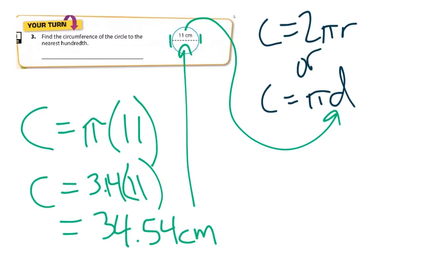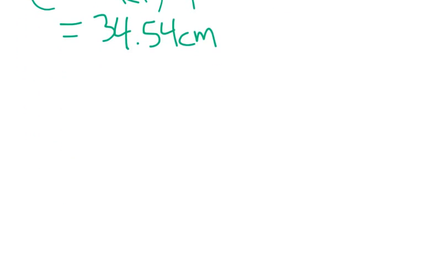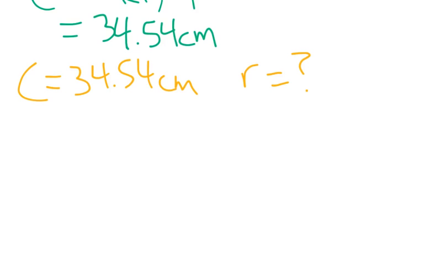All right. Now, just to throw it out there, we could also work this problem backwards. So we'll use this as an example. Let's say we have a circle whose circumference is equal to 34.54 centimeters. And we want to find, let's say, the radius. So it's fair game for me to ask a question like this.